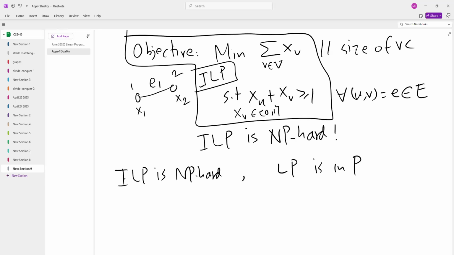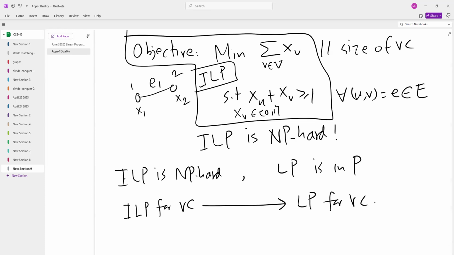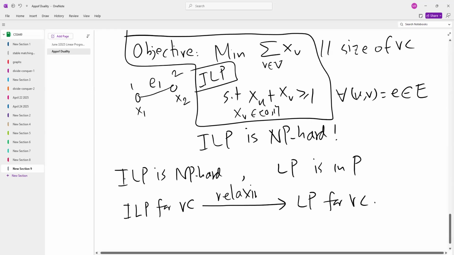Let's see how it's done. So I have the ILP for VC, and I want to get a linear program for VC. How do I do that? There is only one way, right? This is the definition. In ILP the variables are integer, and in LP the variables are not integer. So you have to make a mapping from integer to real number. You just have to relax them to allow them to be real numbers. So this is a relaxation. You relax the ILP into an LP.